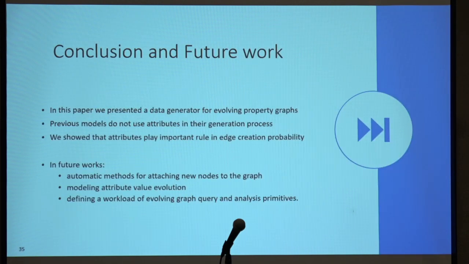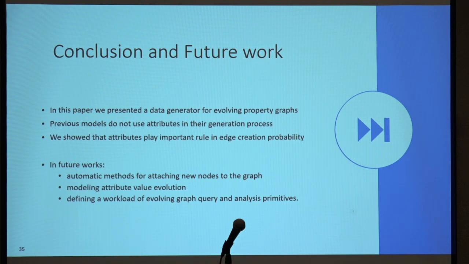So, in this work, we presented a data generator for evolving property graphs. None of the previous work, as far as we know, has studied how attributes would affect the generation process over time. We show that attributes play an important role in edge creation.